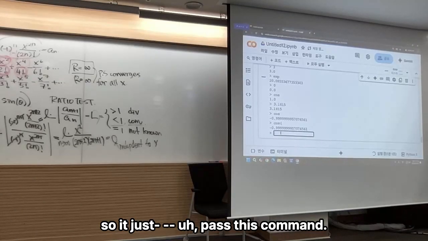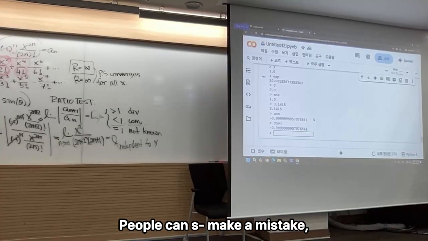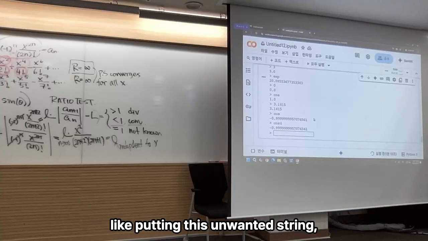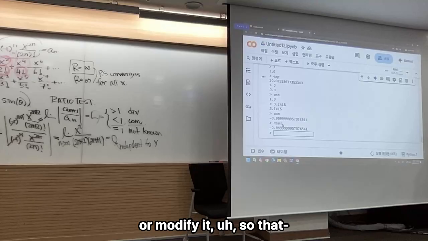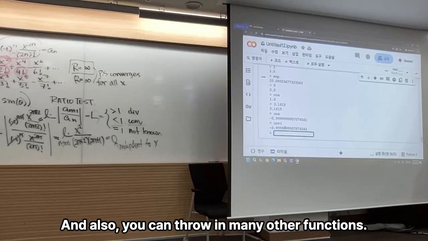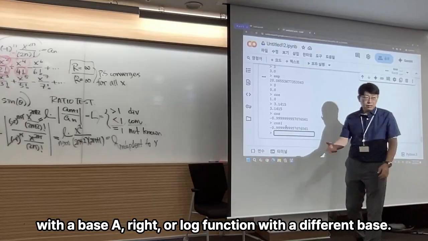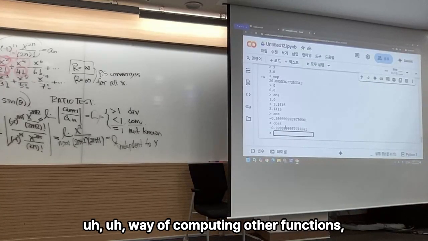But you can change it a bit differently. People can make a mistake, so you can make an exception. For example, if they make a mistake, like putting this unwanted string, then you can give a warning or modify it so that you read your user's mind and then do the computation correctly. And also you can throw in many other functions. For example, we define the exponential function with the base a, right, or a log function with a different base. You can throw in other ways of computing the other functions, and so on.